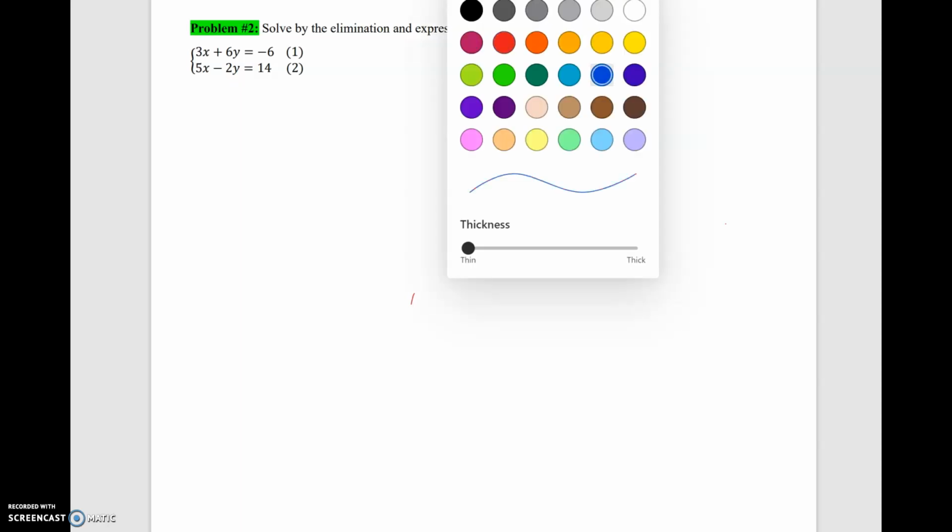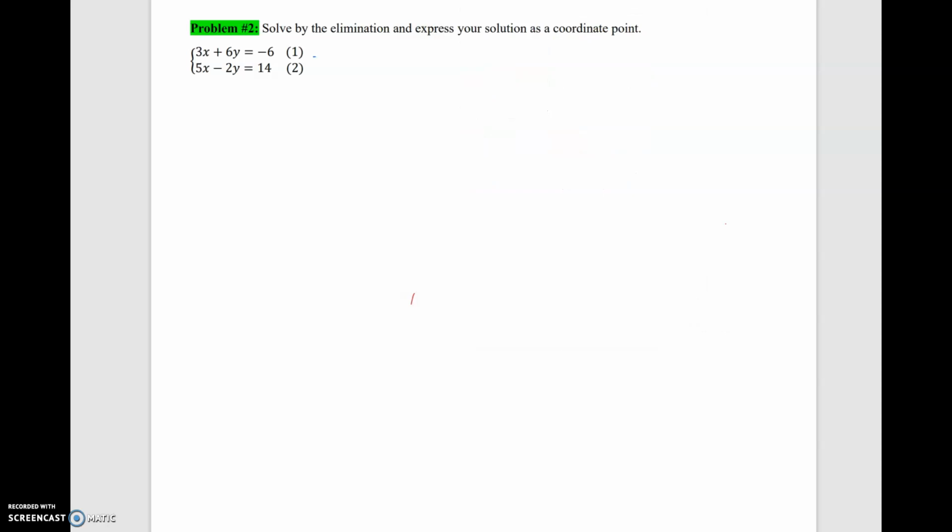Let me write out the steps. So first of all, eliminate the y's. And here are going to be the steps. So multiply equation 2 by, technically, 2. And that's going to give us the following.